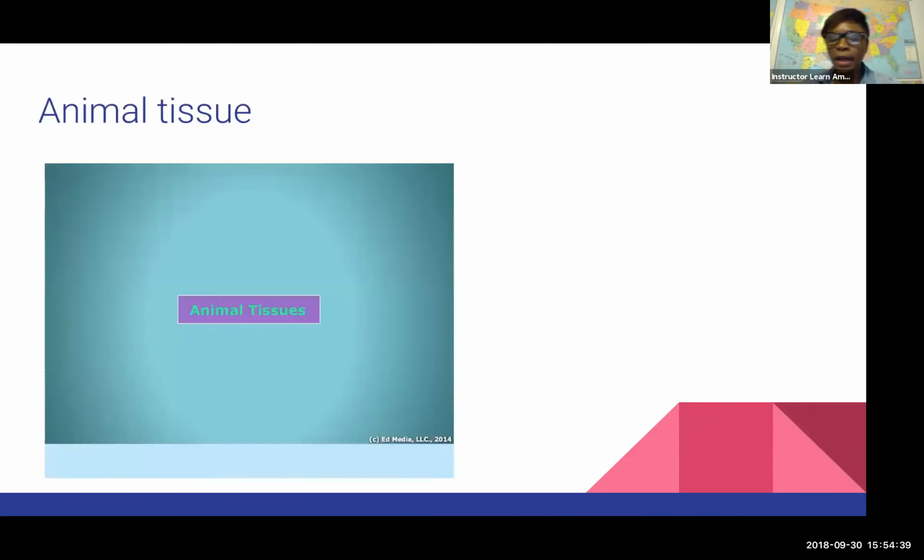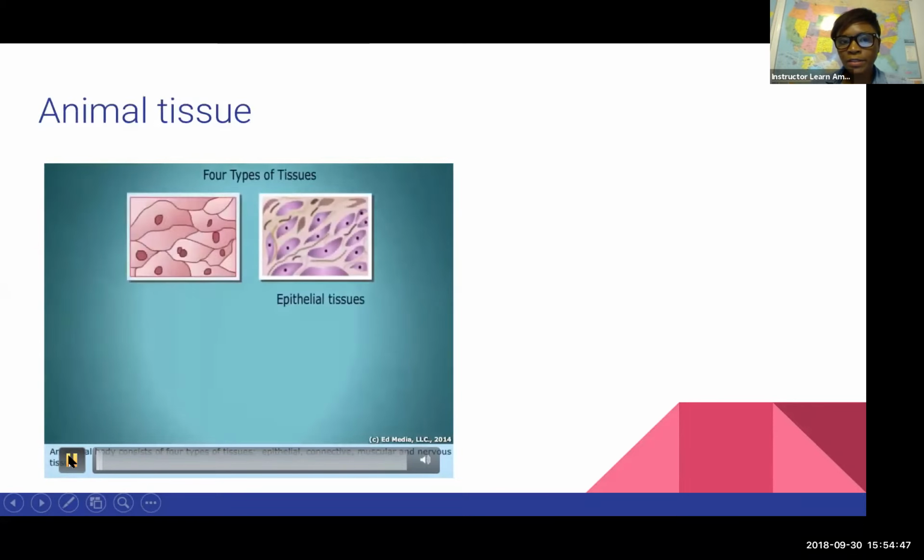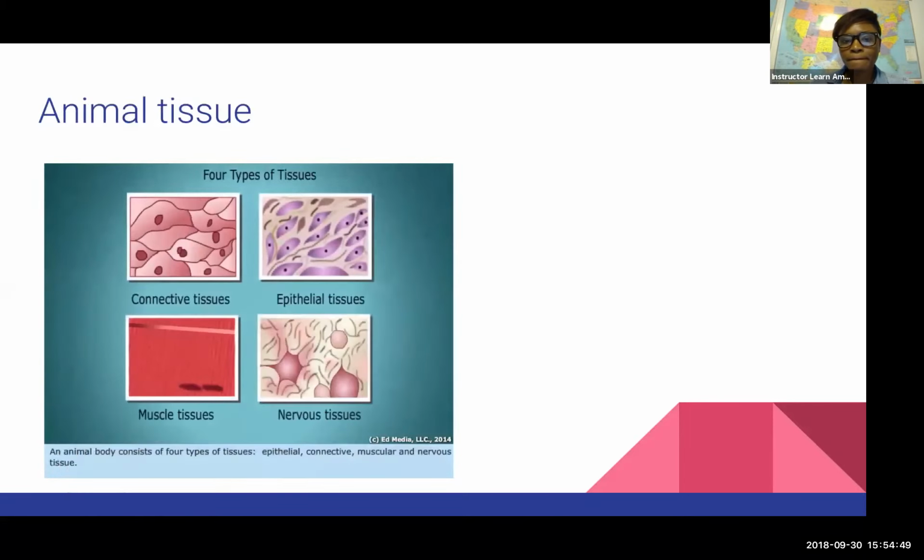We have animal tissues. Animal tissues come in different kinds, so I just want you to take a quick look at some of these. An animal body consists of 4 types of tissues: epithelial, connective, muscular, and nervous tissue.